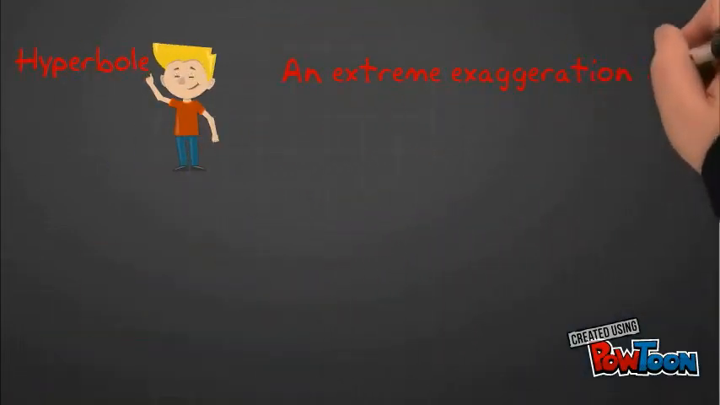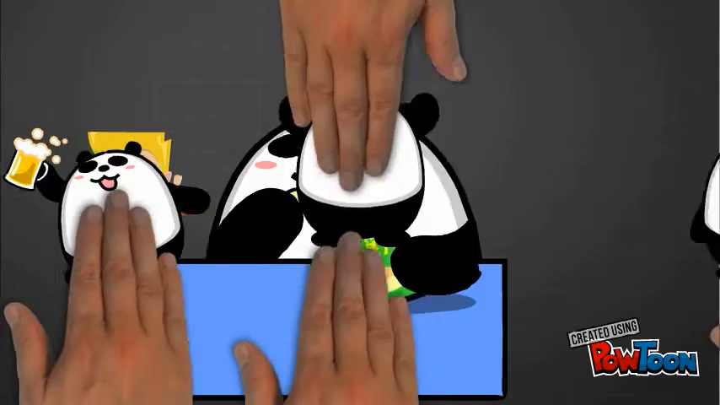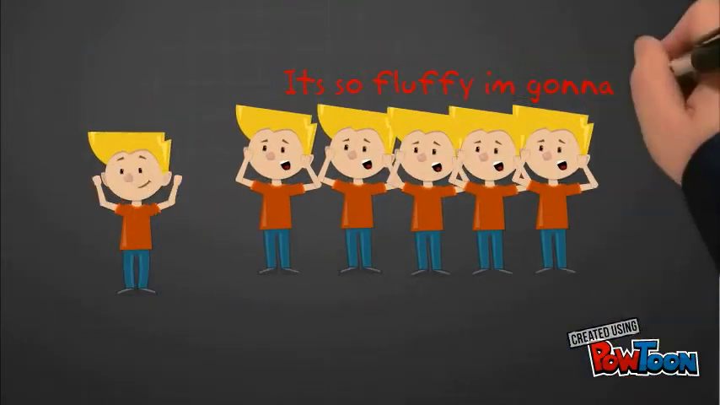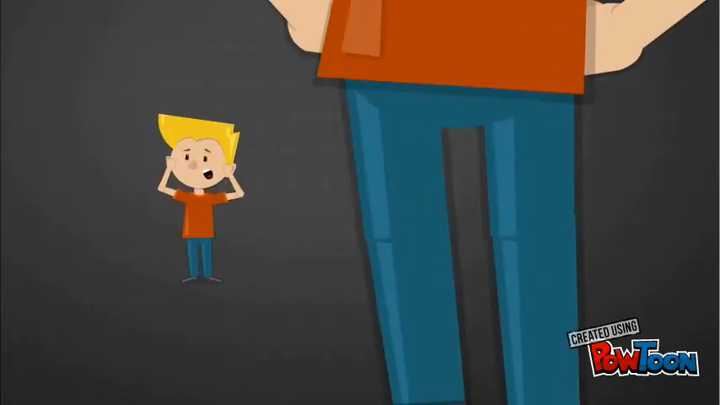Alright, time for a good one. The hyperbole. A hyperbole is an extreme exaggeration or overstatement. Ever seen Despicable Me? Well, our first example is, remember this? It's so fluffy I'm gonna die! Two more are saying maybe, you have such a big, painful headache that your head's gonna explode. Or saying somebody's taller than Everest.